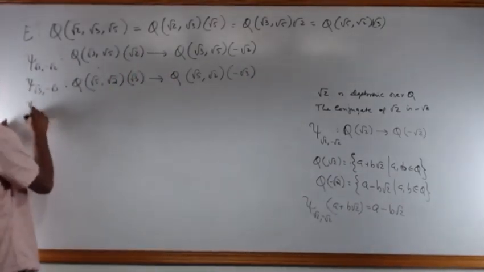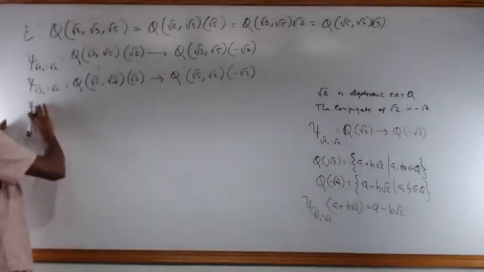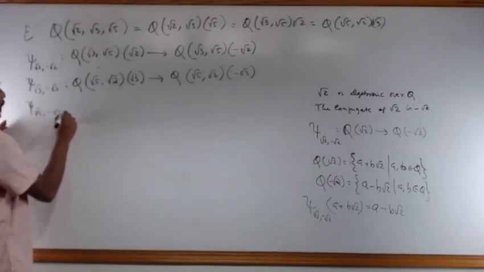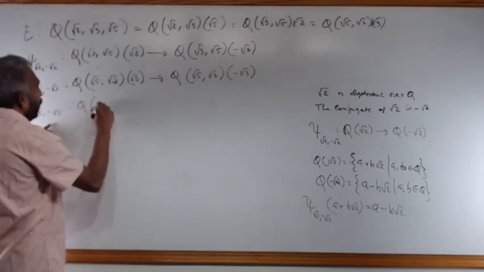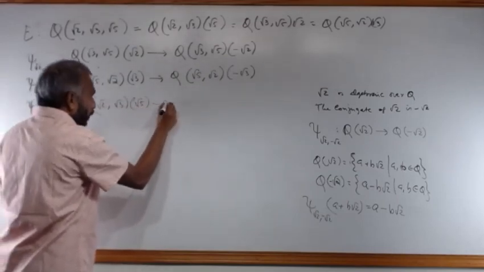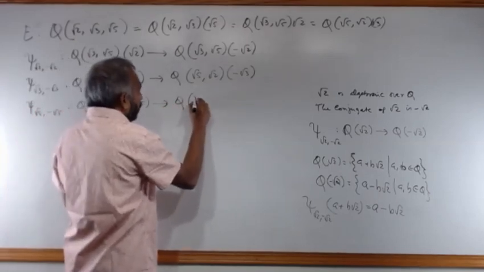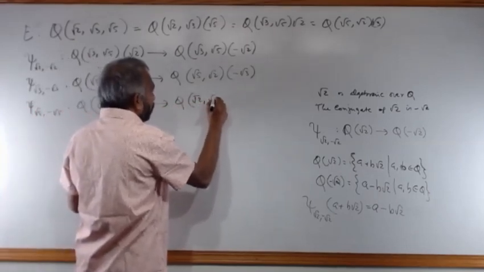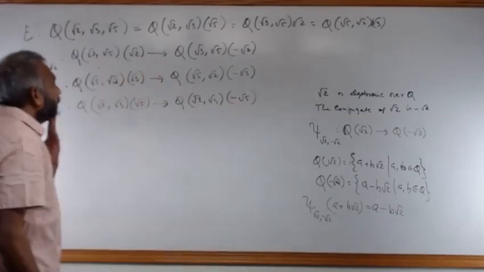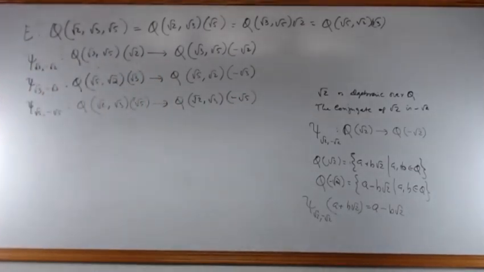Similarly, psi of root 5 comma minus root 5 from Q of root 2 comma root 3 of root 5 to Q of root 2 comma root 3 of minus root 5. Now let us compute. So these are the definitions.